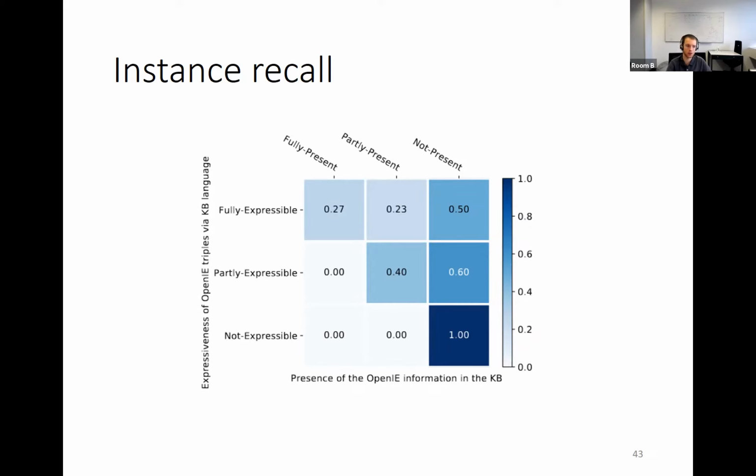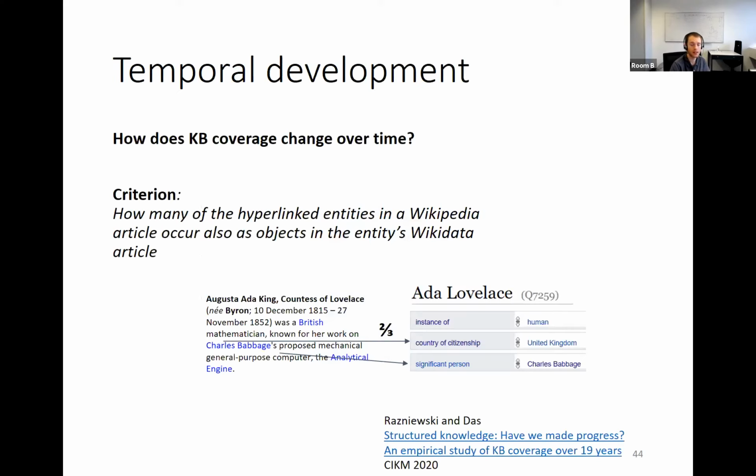Again, there are many shortcuts in this computation, but it's a way to get concrete numbers, how much of text is contained in a knowledge base. Yet another work by ourselves looked at the temporal development. So how does knowledge base coverage increase over time?